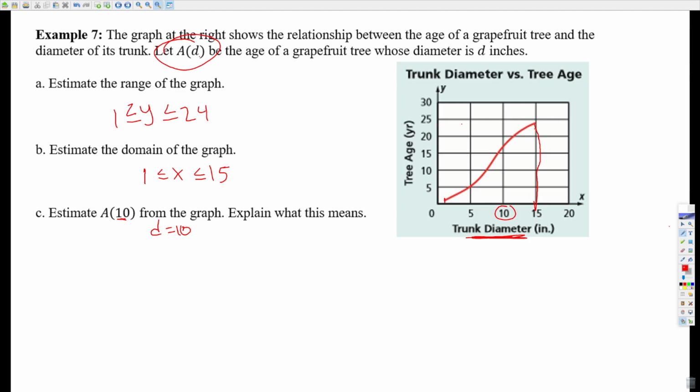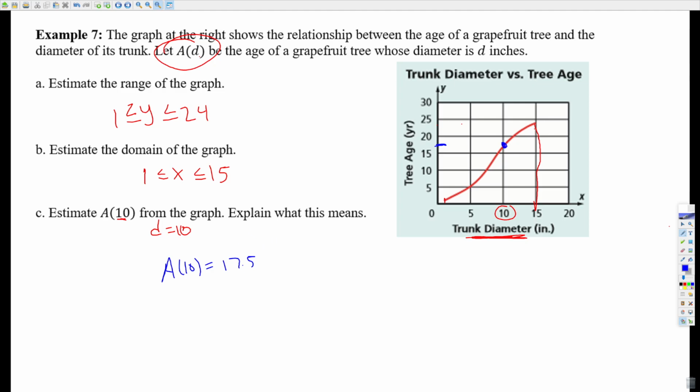So we go up. This is the point where it meets the graph at 10, and we're just going to go ahead and try to read across on the y-axis where this is at. So maybe it's about exactly halfway between 20 and 15. So maybe it's like 17 and a half, maybe something like that. So maybe we'll say that A of 10 is about equal to 17.5.